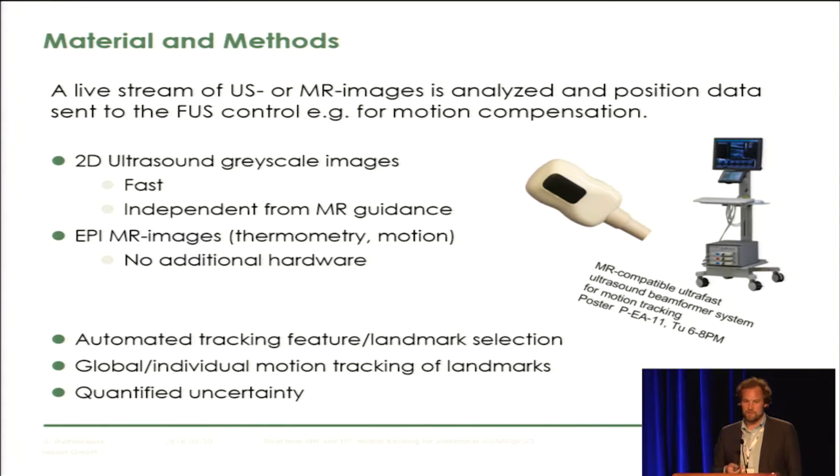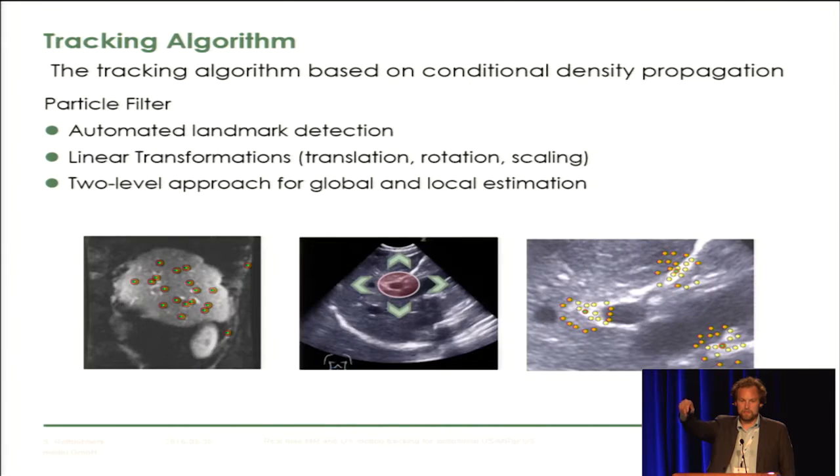Besides being agnostic of this modality, the tracking method is also automated, so the feature selection is done automatically, and we have a quite robust method by employing a multi-scaled scheme where we first globally find an alignment of the tracking features and then go into the individual scale. Furthermore, we have a quantified uncertainty for our tracking method, which comes in really handy, and I'm going to explain that later on. The method is based on a particle filter approach.